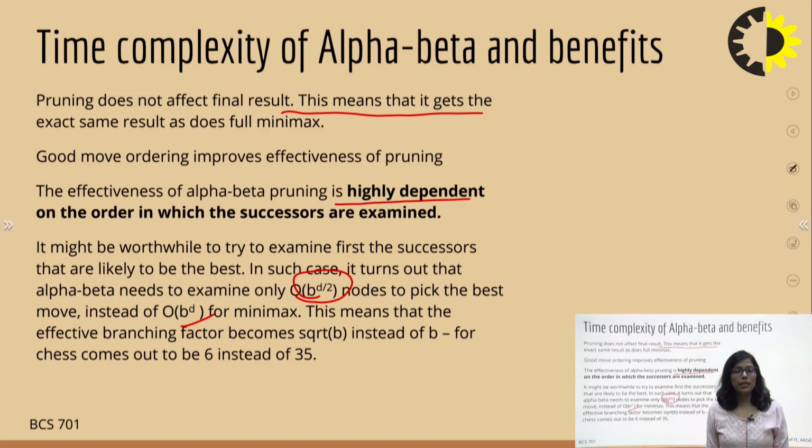So in this video lecture, we have discussed adversarial search and the 2 types of search, that is, min-max and alpha beta pruning.